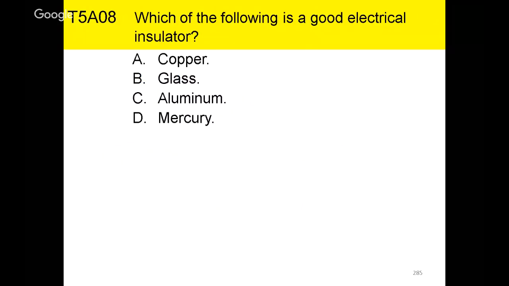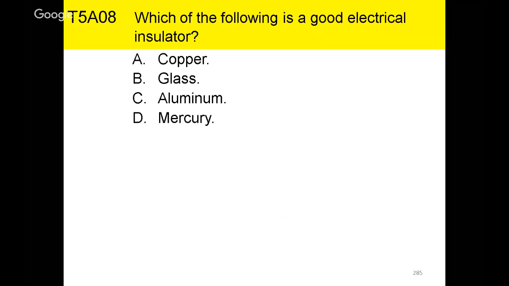Which of the following is a good electrical insulator? You're doing great there, John. Which of the following is a good electrical insulator? Now we're trying to insulate to keep electron flow from going someplace.